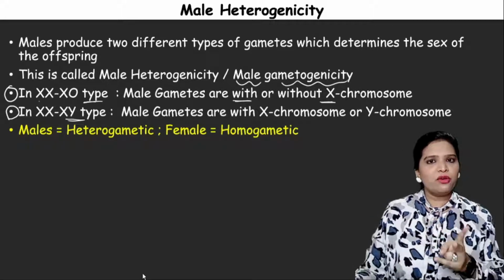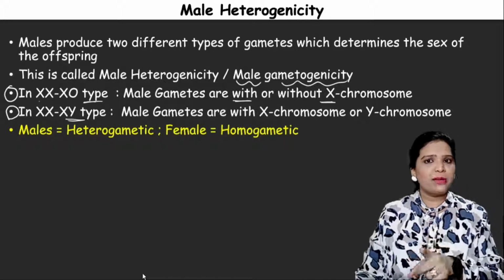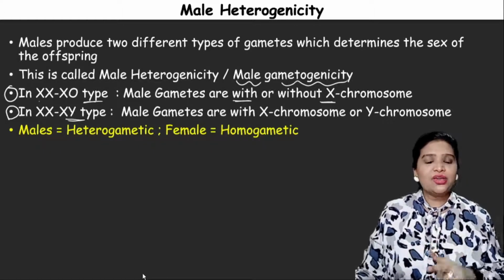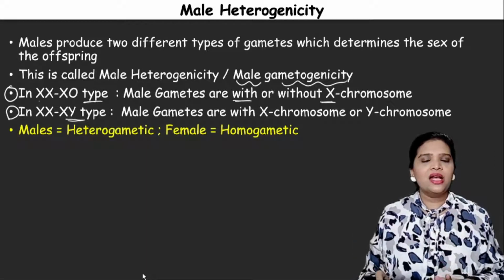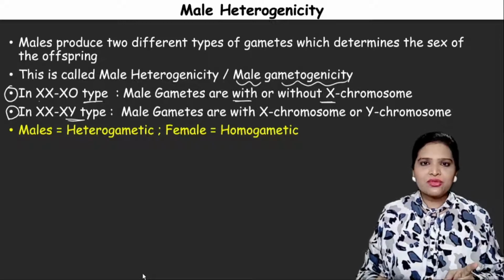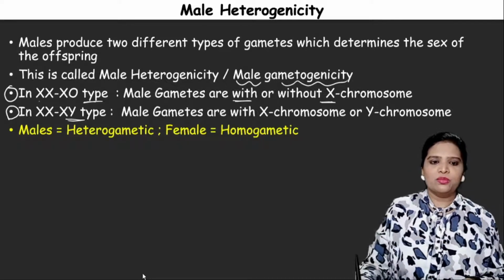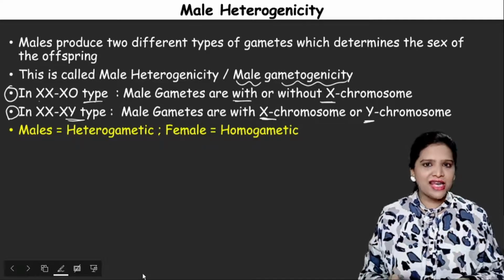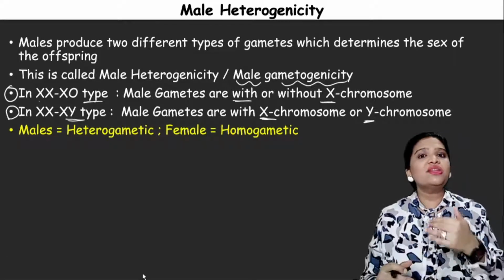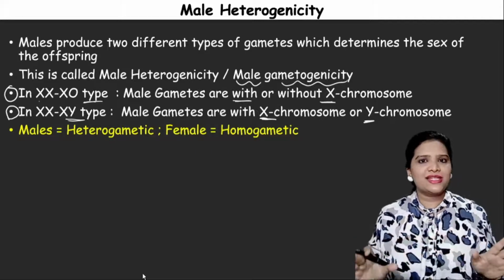These are the two types of gametes in XX, X0 type of sex determination. And also in the second type, XX, XY type of sex determination in human beings, the male produces two types of gametes, either with X chromosome or with Y chromosome. So the sex of the offspring is determined by these gametes only, because the female gametes are the same. They are both just X.